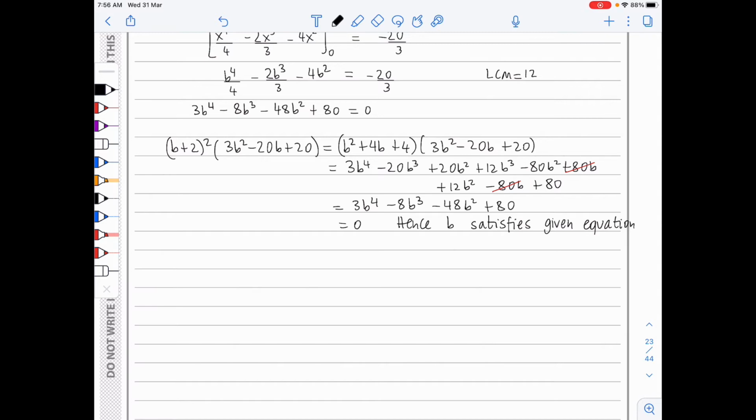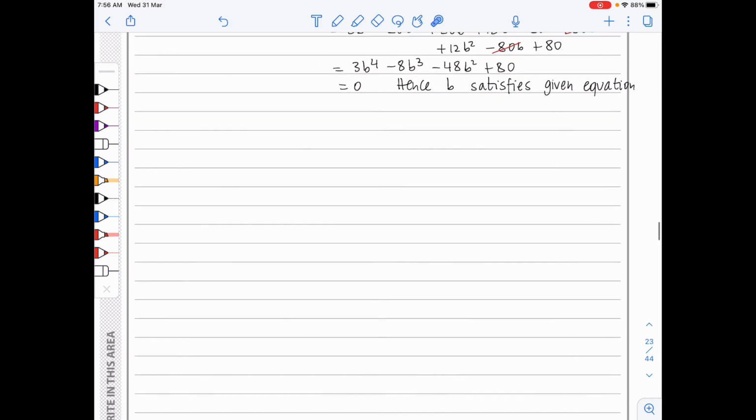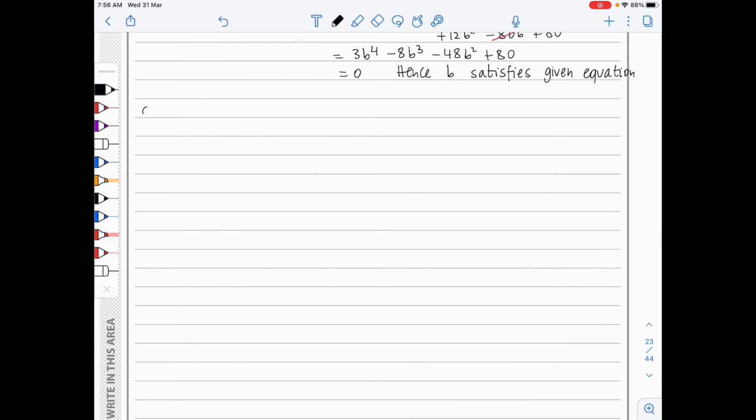And then our part B and C, we are told that the two roots of the quadratic here are 1.225 and 5.442. The value of b is therefore 1.225 because we have the restriction of b lying between 0 and 4. And we need to explain with the aid of a diagram the significance of 5.442. So I will start by drawing a diagram here, and then we will see exactly what's happening.